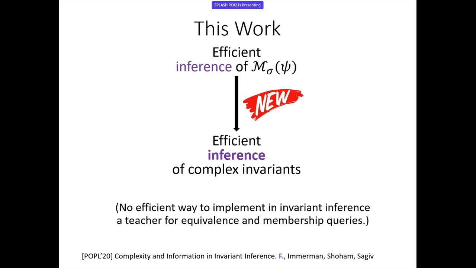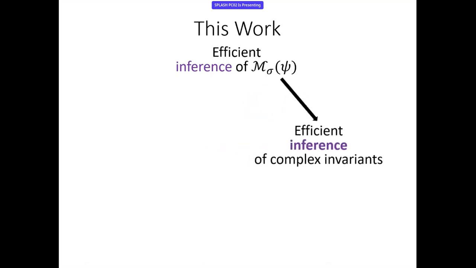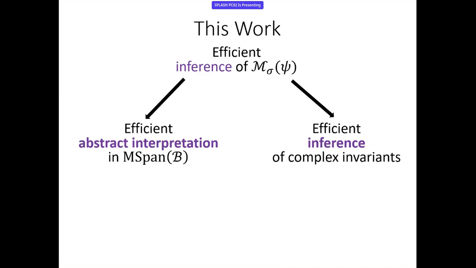The reason is that if you're familiar with exact concept learning, then there's a teacher that answers membership and equivalence queries, and in previous work we have shown that this is impossible to do in general in invariant inference, and there's no way to directly translate algorithms from exact concept learning to invariant inference, so we had to work harder than that. So this is one contribution. And the second contribution is an efficient algorithm for performing abstract interpretation in a domain based on the monotone theory, that has been used to study in previous work overapproximation in property-directed reachability.